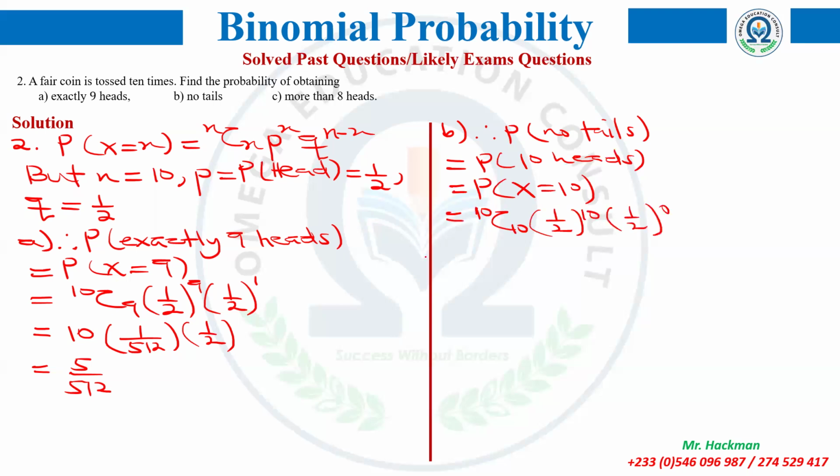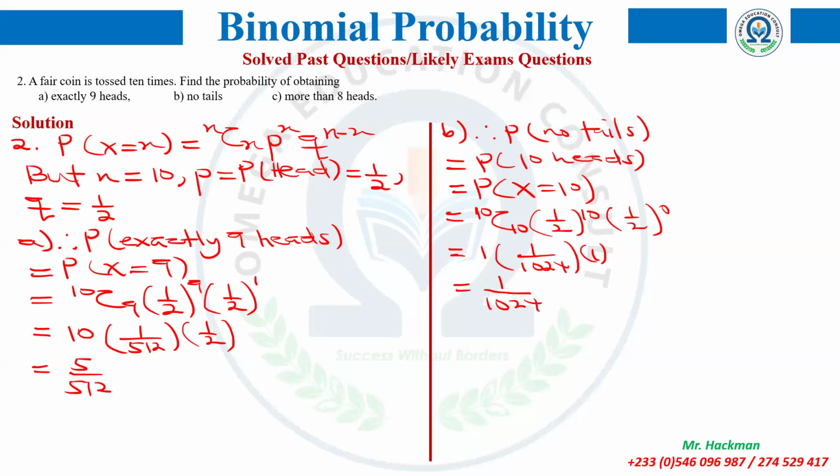then 1 over 2 to the power 0, which in effect will give us 10 combination 10 is 1, then times 1 over 2 to the power 10, which is giving us 1024, then times 1. Which in effect will give us 1 over 1024. Point well made, my professors?